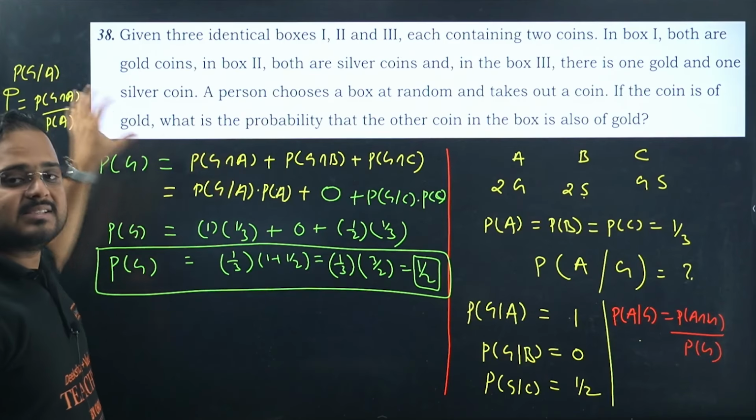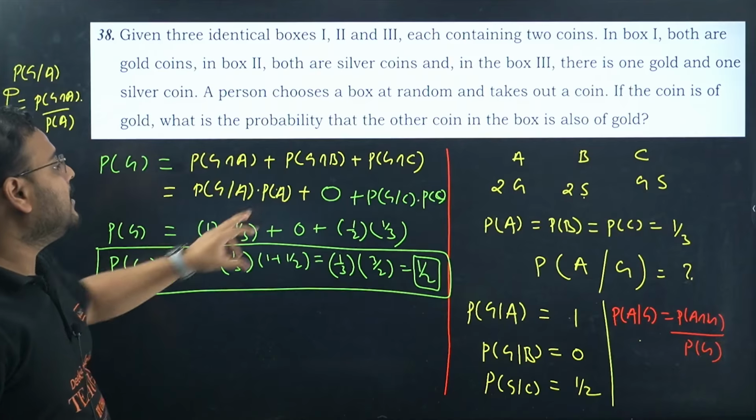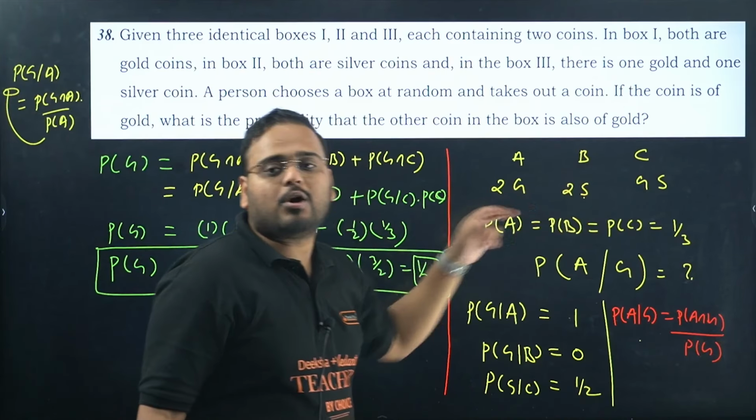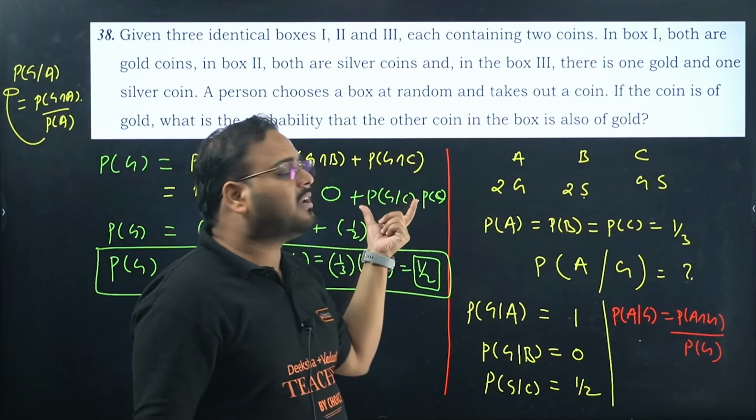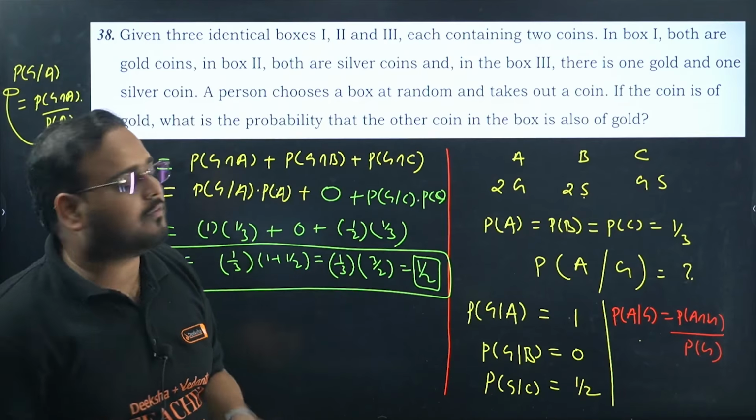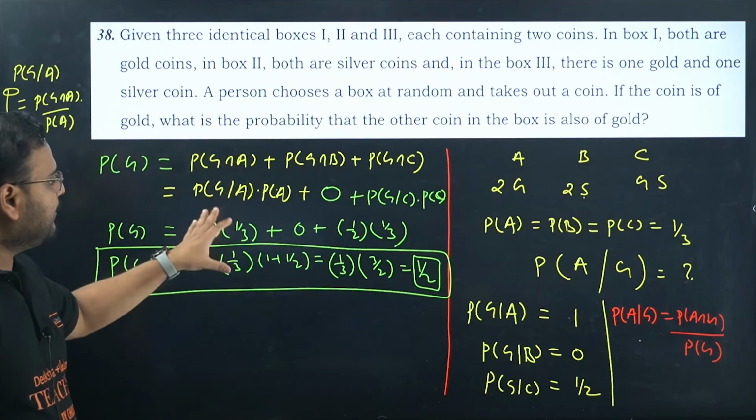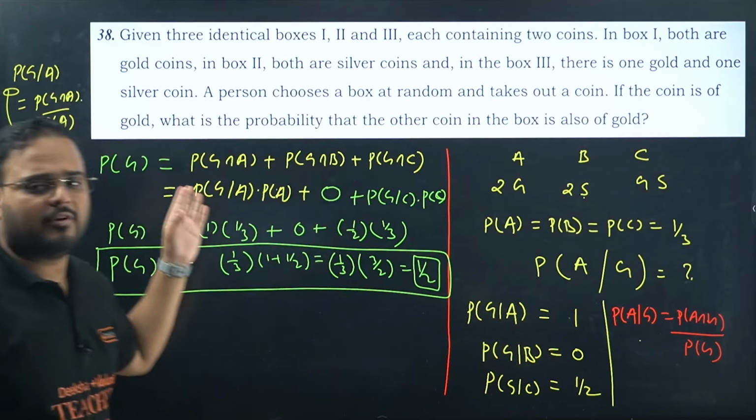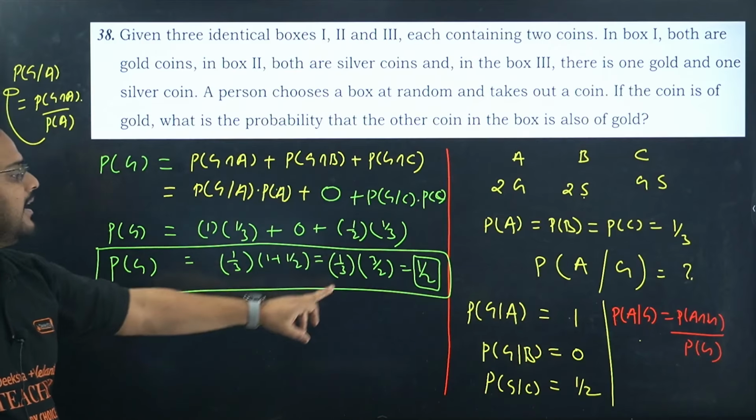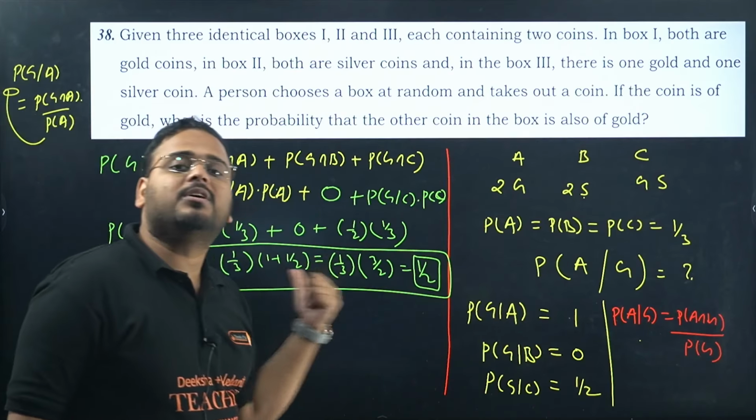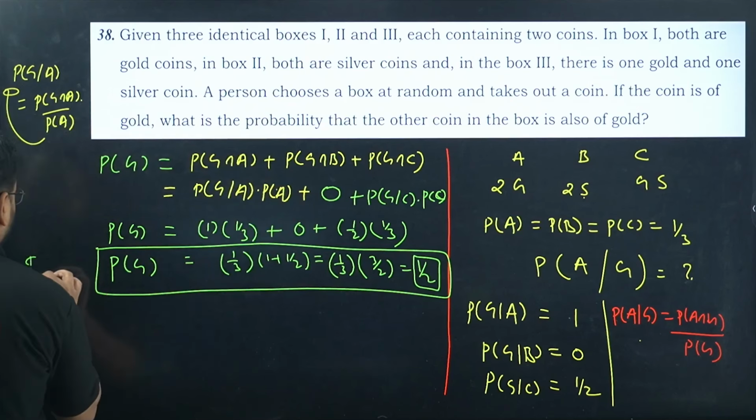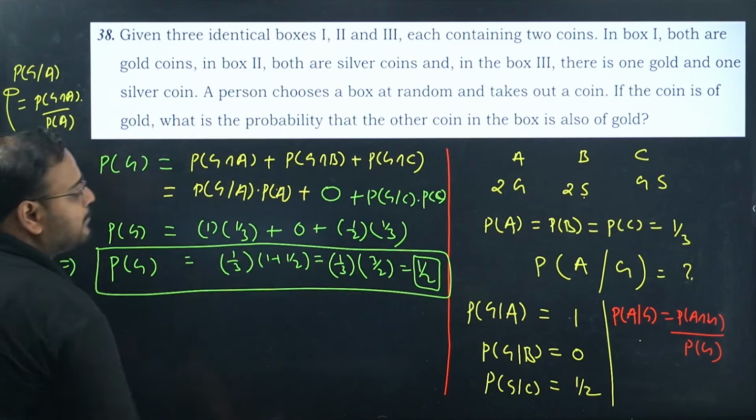Third box you write the same way using conditional probability. P(G|B), there's no gold in the second box, so that's clearly 0. And this one again we are writing using conditional probability one more time. Okay, now we put back the values that we have for all the different probabilities. We get the answer as P(G), the total probability of G, as 1 by 2.